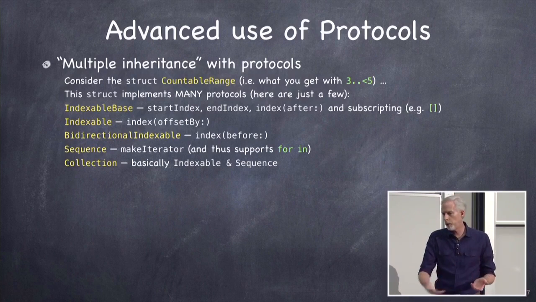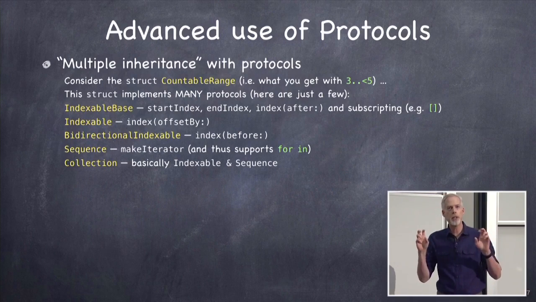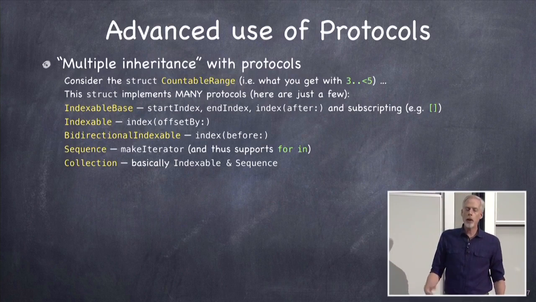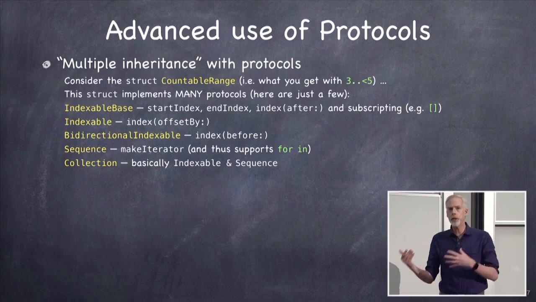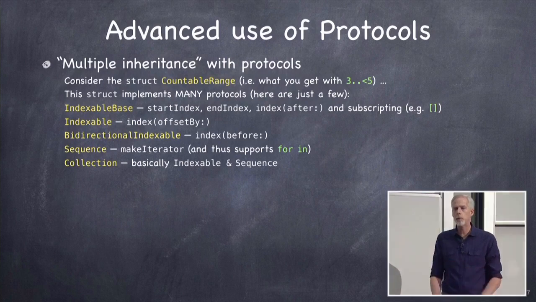So a range, that's why range works with for in, because it implements the sequence protocol. And it also implements the collection protocol. Collection is primarily just an indexable sequence, so it implements both those protocols. Things that are collections implement both those protocols.